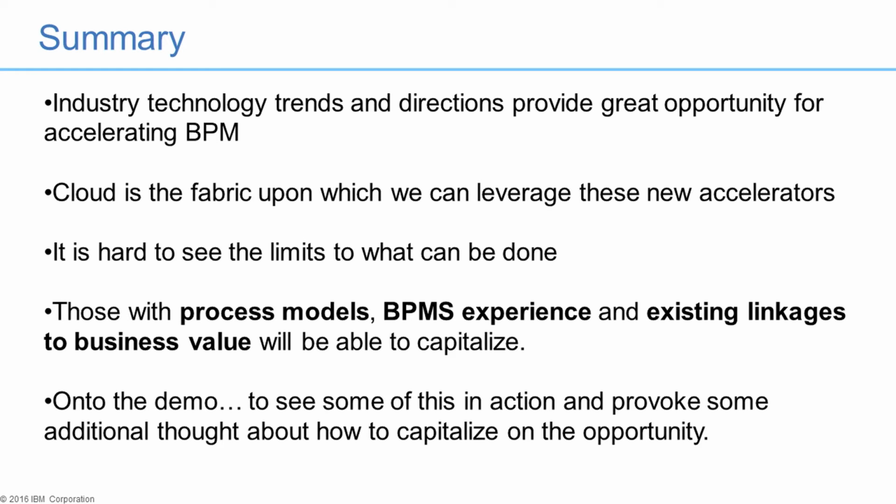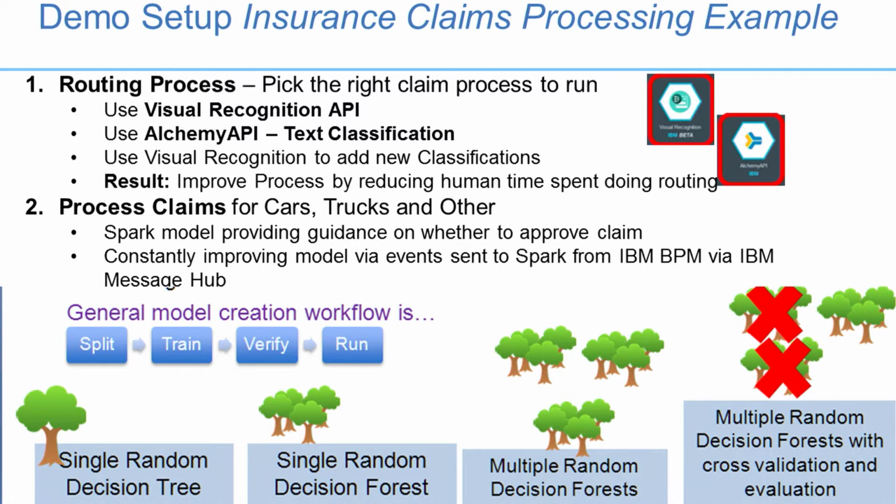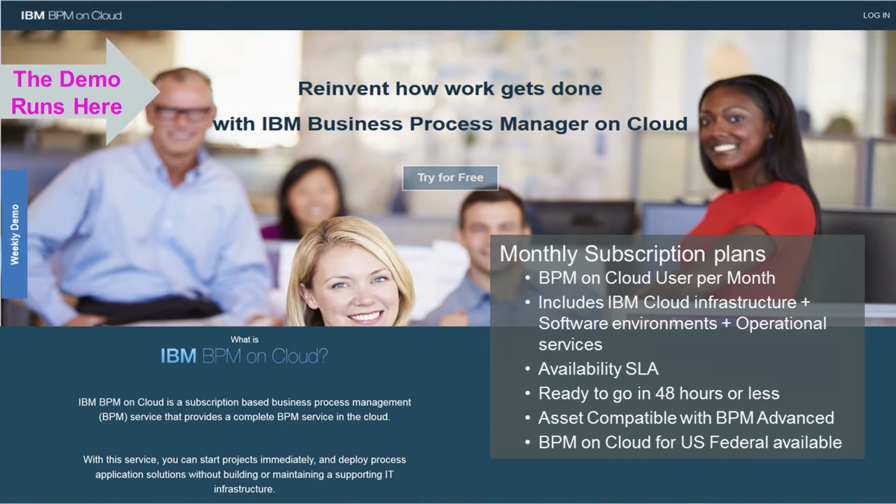So, cloud's the fabric. It really is hard for me to see the limits of what can be done. There's so much. And folks that are represented here who know about process and rules and business value are all set to do this. So our demo is going to use a couple of processes. It's going to use a routing process that uses a couple of Watson APIs, and then it's going to use kind of a claim processing type of process, and that's where we're going to use Spark and analytics. It'll all run on IBM BPM on cloud, our latest version, which is 8.5.7. And again, kind of an easy to get started, try it for free kind of idea. Okay? So that's the intro, and poof, there comes the demo.